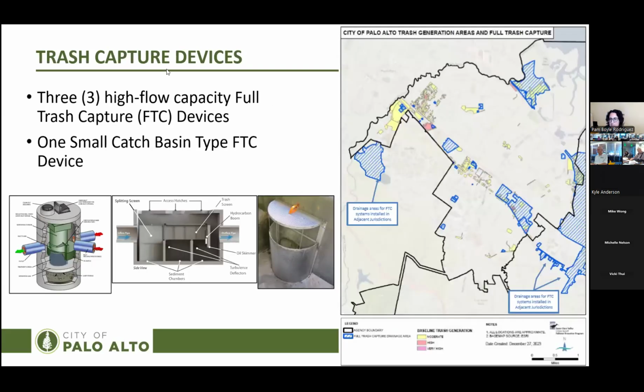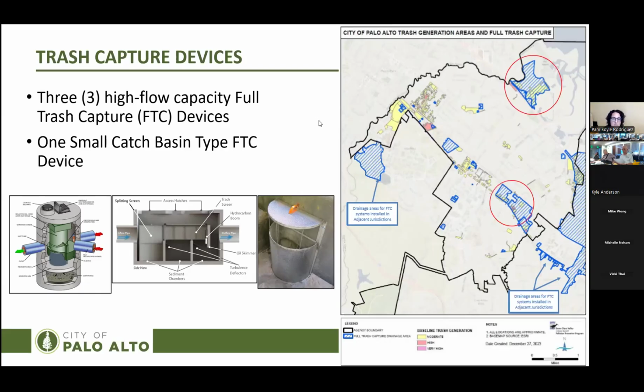So just as a reminder, we have three what are called large devices, basically all in pipe systems. We have 3 large ones. One is capturing this area here, and then 2 are around here. And then we had one small one up until recently on Park.